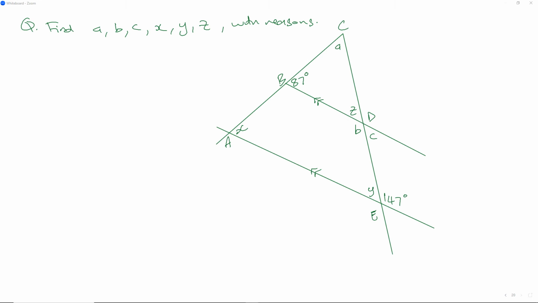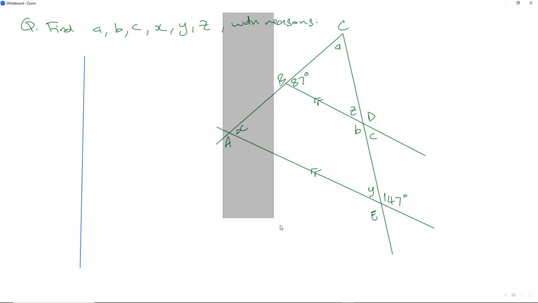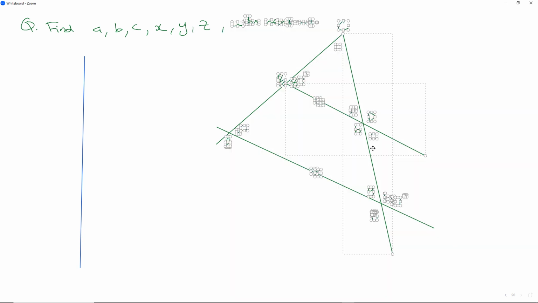All right, so in this question here, we're asked to find A, B, C, X, Y, and Z, and we're asked to give reasons as well. So I'm going to draw a line to put the statement on one side and reasons on the other side. And maybe I can just shift this whole thing a little bit this way as well.